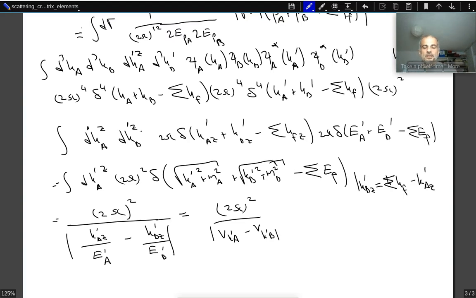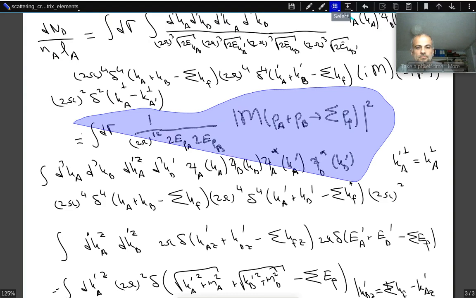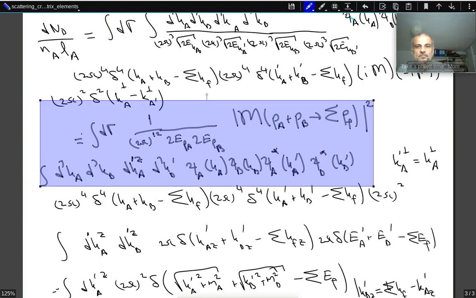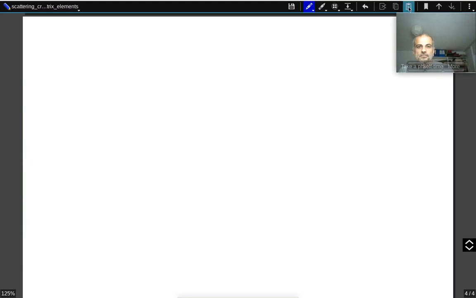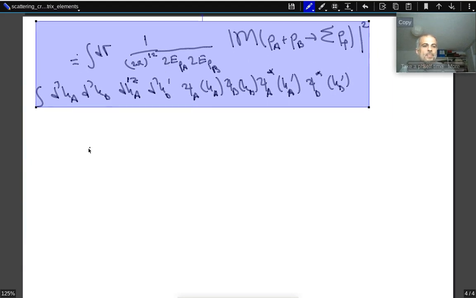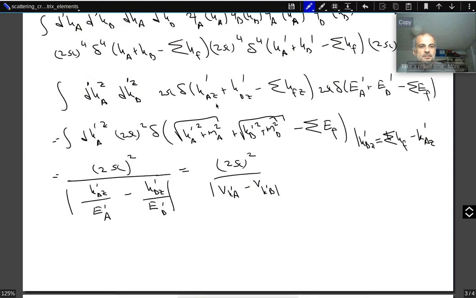And so if you go back to our expression, now our expression can be simplified further. You see this became now d gamma. This is the phase space of the final state particles. Oh, I forgot the Dirac deltas.